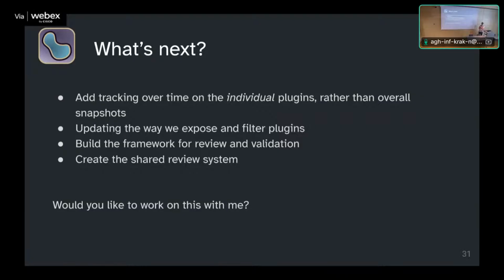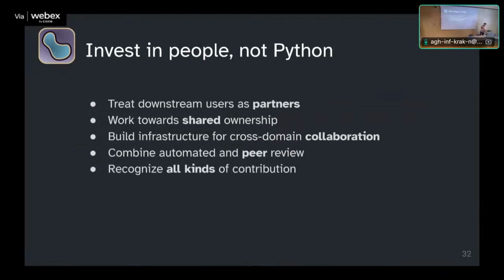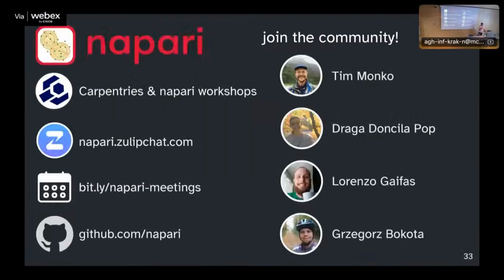I asked this question because I did so at SciPy, and now I'm going to be working on the Scientific Python repo review tool, which if you've never used it is really great. And my advice is to invest in people, not just Python. So all of these are important because they involve people. Treat people as partners, share ownership, collaborate, do peer review. People are interested in that. And then recognize all the sorts of contributions, not just PRs.